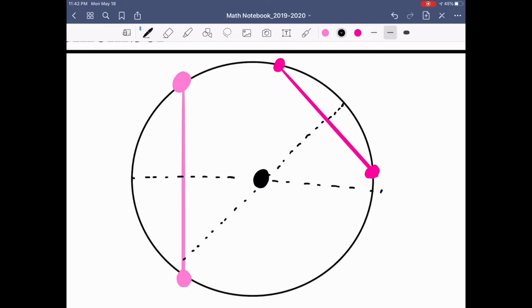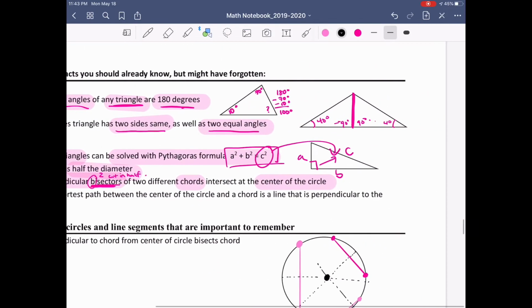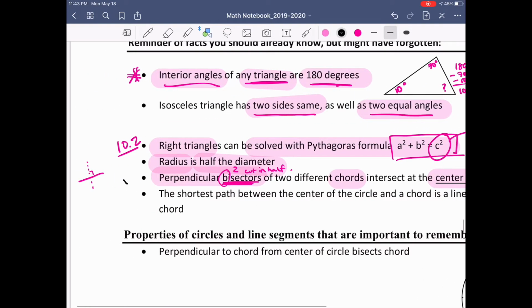Okay, so this is true for any chord in your circle. Let's say I have a tiny chord here and here. If I was drawing this accurately, it would still work. If I cut this chord in half, it would still cut through the center of the circle. Okay, so that's what that rule is saying. So it's saying that a perpendicular bisector of two different chords intersect at the center of the circle. That's also going to be important for 10.2.